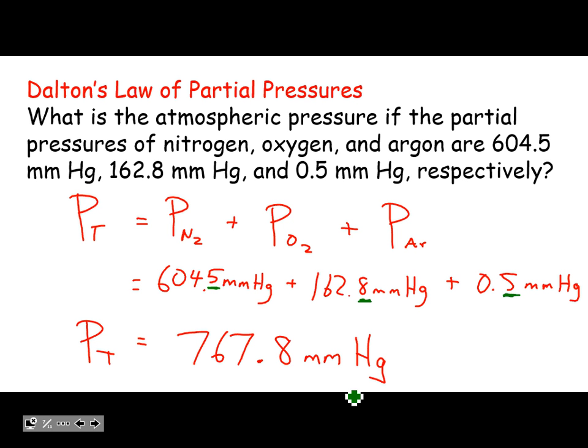Now remember, we can have some different types of labels for pressure. We talked about, I had you copy down 4 different gas law constants. One of them was atmospheres, one of them was kilopascals, one of them was millimeters of mercury, and one of them was torr. So we could have different labels for pressure. This one happens to be millimeters of mercury.